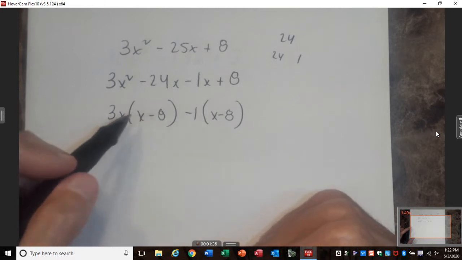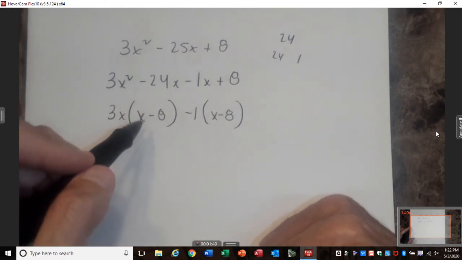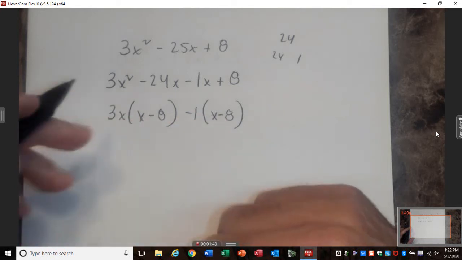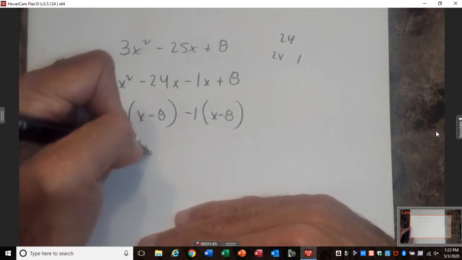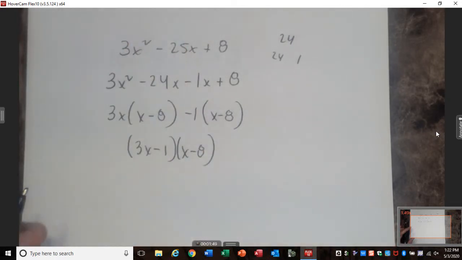If you get, the first one's always easy to get. The second one's not always easy to get. You can just, you know they have to be the same. So if that's x minus 8, then so is this. So now when you put it together, you're going to get 3x minus 1 and then x minus 8. And we're done.